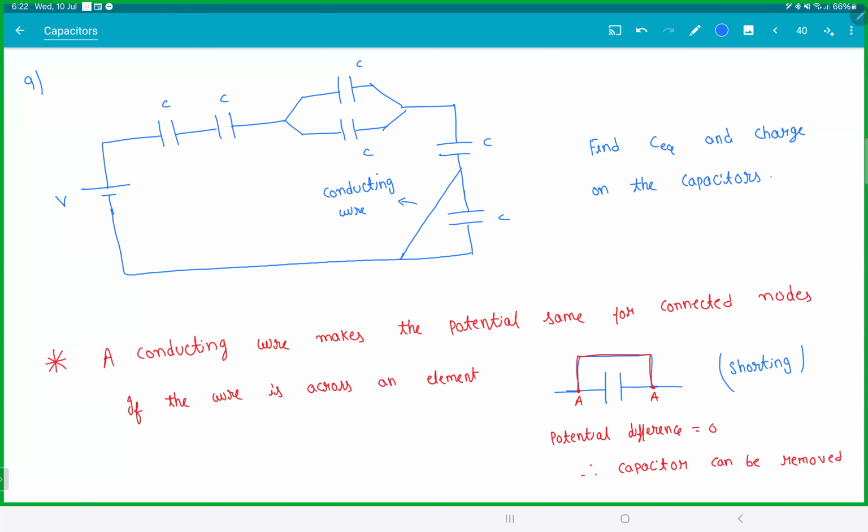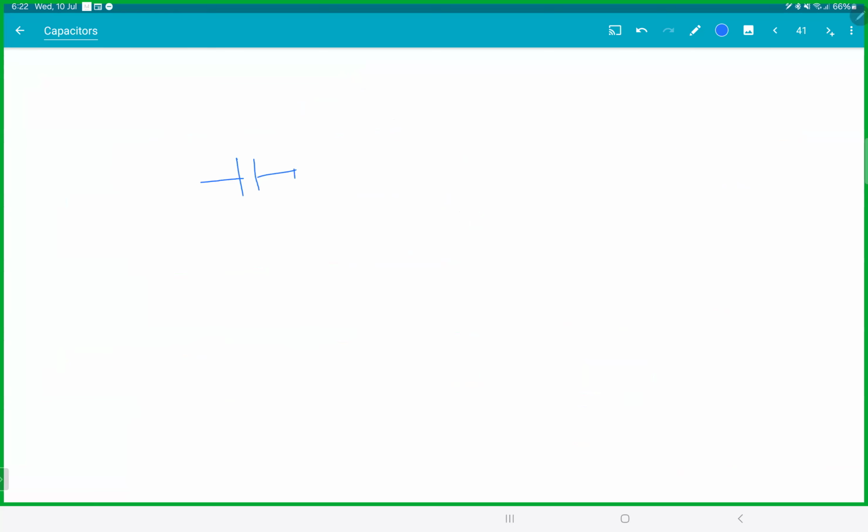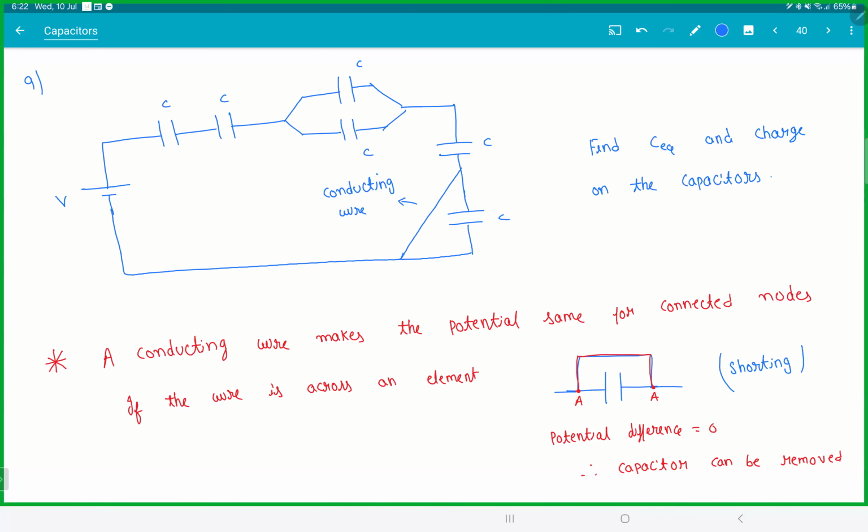Now, why am I saying this specifically? For example, suppose I have something like this. Can you still remove the capacitor? You can't, right? We have to be careful, because I don't want you to get the feeling that if I put a wire, I can remove anything. When you put a wire, it makes the potential the same. In this process, if the potential difference becomes 0, you can remove it.